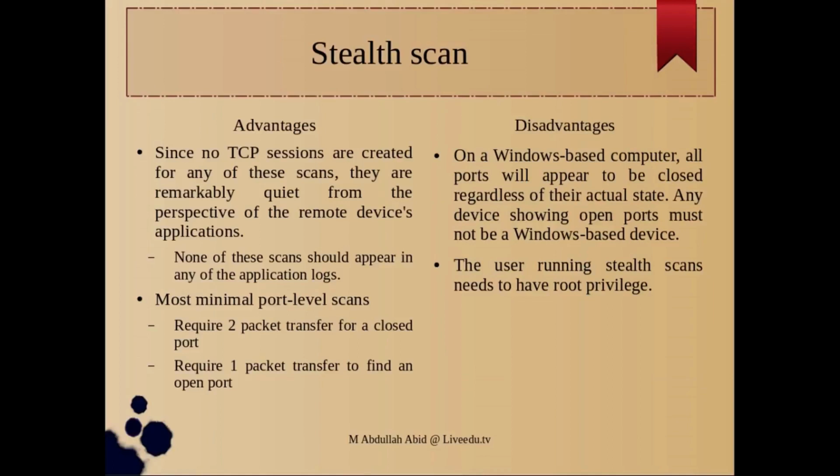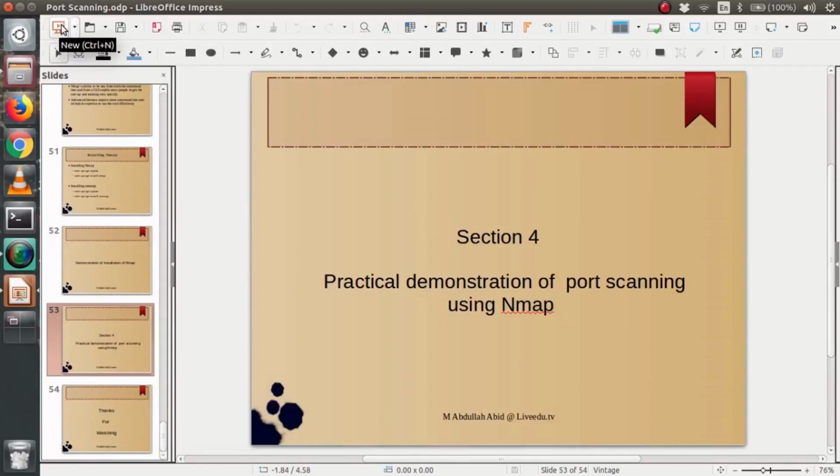Secondly, it is platform dependent. Any device showing open ports must not be a Windows based device. That means if it is a Windows based device, that result cannot be trusted if we are using a stealth scan. So if we are attacking any Linux based system, these three attacks, FIN, XMAS and NULL, will be very helpful.